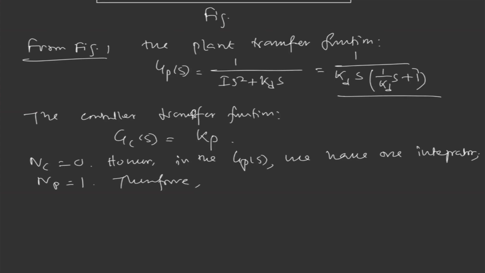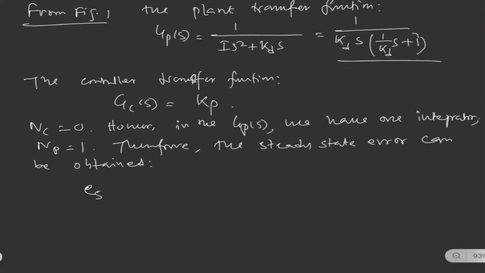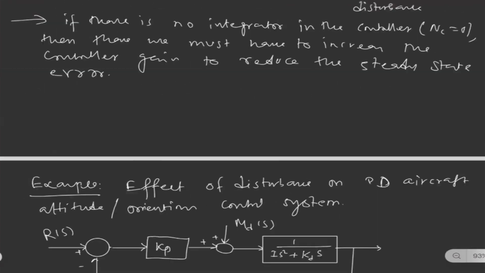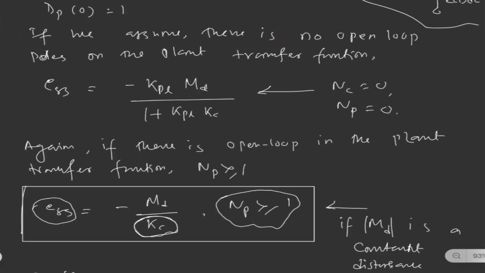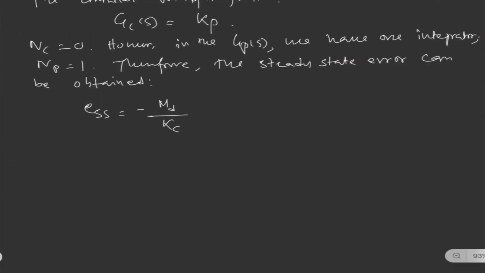Therefore, the steady state error can be obtained as ESS equal to minus MD by KC. This is very, very important. This is what exactly we have done in the previous example, in the previous methods. So in this case, there will be a steady state error.